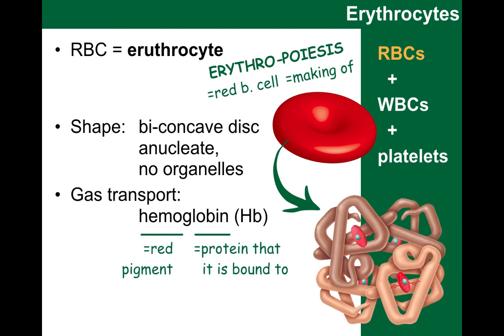And I also want to mention the word hemoglobin itself: the heme part comes from the red pigment, which actually contains iron, and the globin part of the word refers to the protein that it is bound to. Finally, note from the diagram that each hemoglobin can carry 4 oxygen molecules.